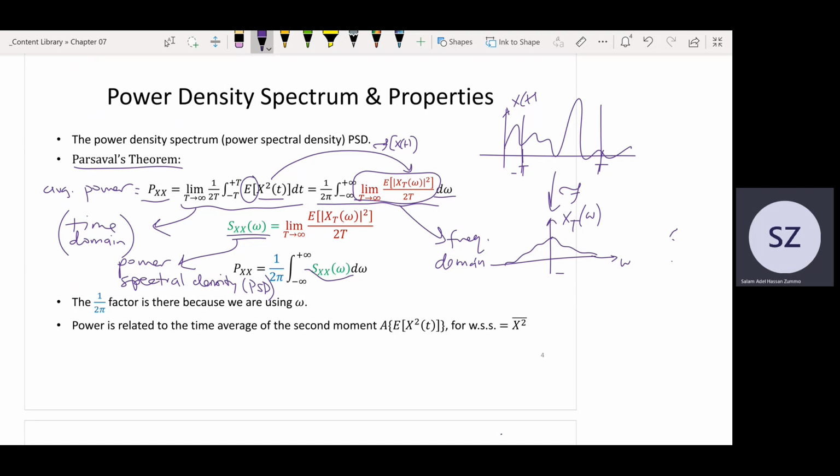Deterministic, it's one function, I know it. I take the Fourier transform and that's it. In a random process, no, every time I run the experiment, I get another time function. So I need to run it many times and take the expected value.